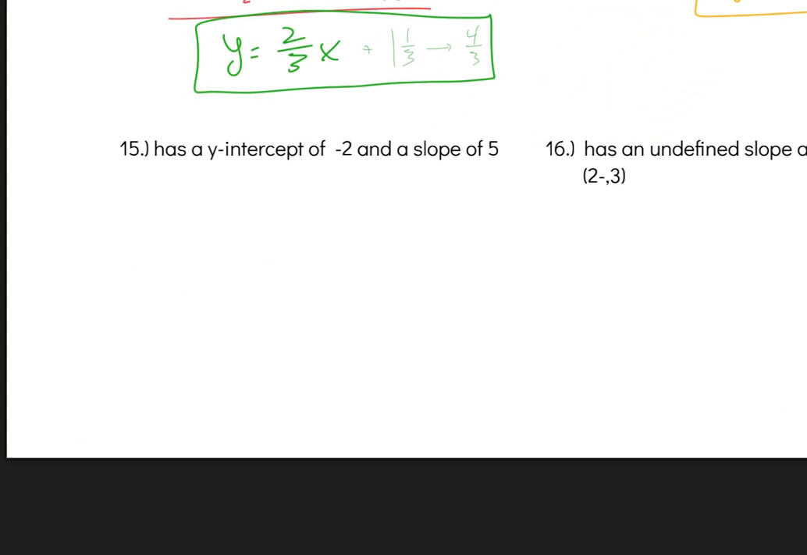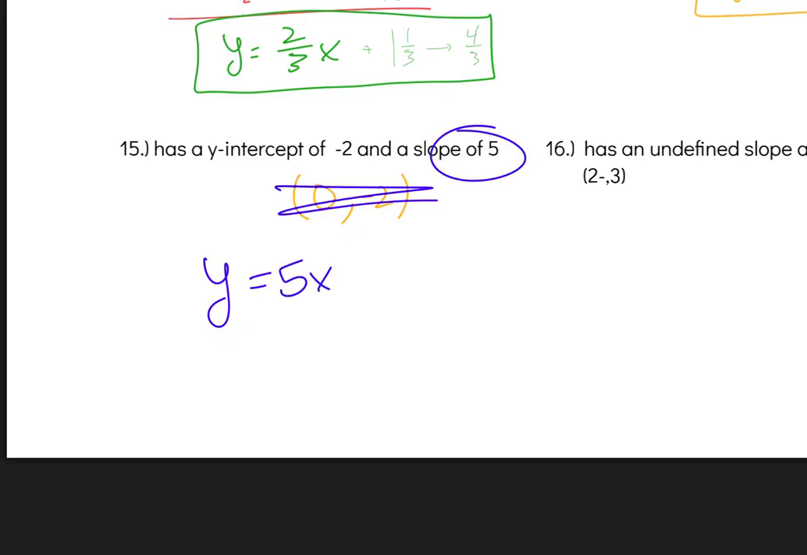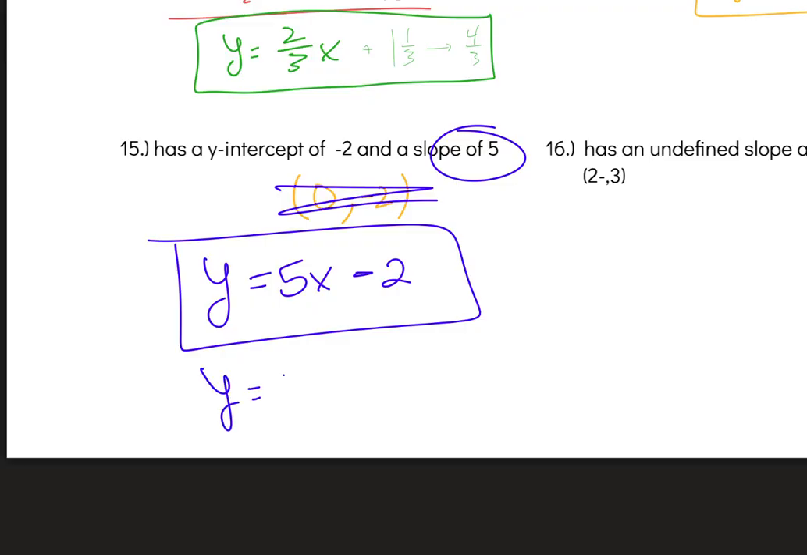Has a y-intercept of -2. Well, guess what? I was about to fall into doing point slope form, but I don't need to do that. Y equals 5x minus 2. Slope-intercept form knows the slope, and it knows the y-intercept.